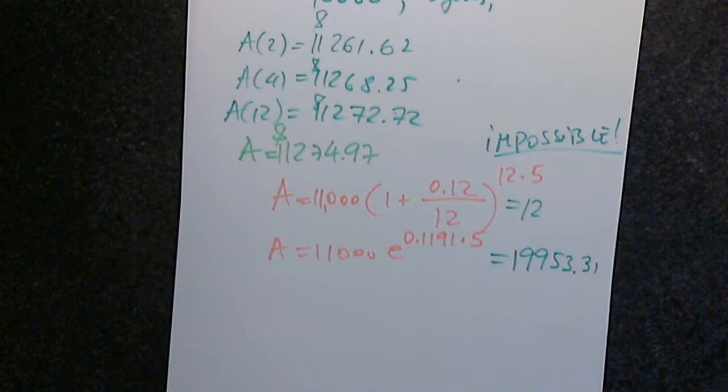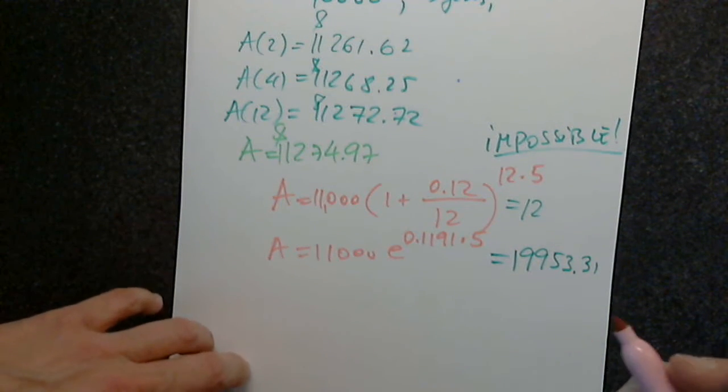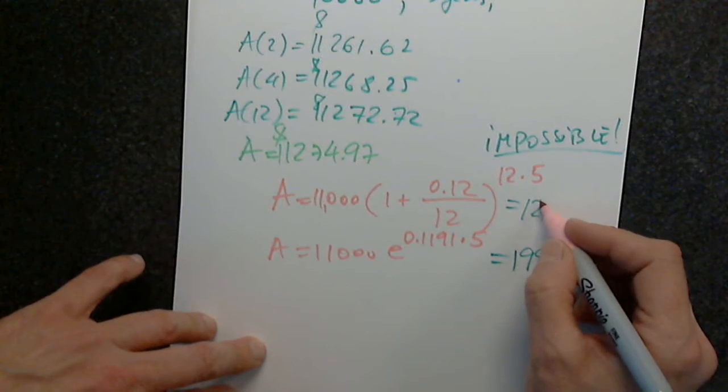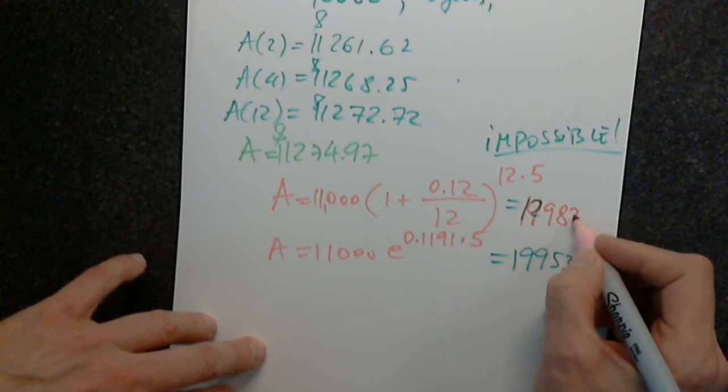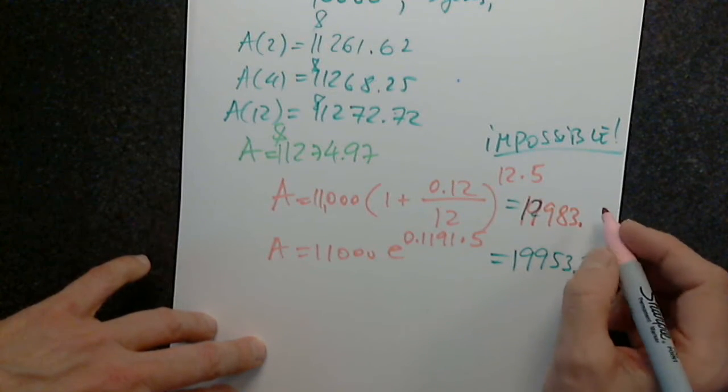No, the rate is wrong. It's 0.11. Yes, thank you. I copied the same rate, but it's not the same rate. So I'm inserting there 0.1191, correct? Very good. Okay, so the first one is 19,983, and the other one is correct.